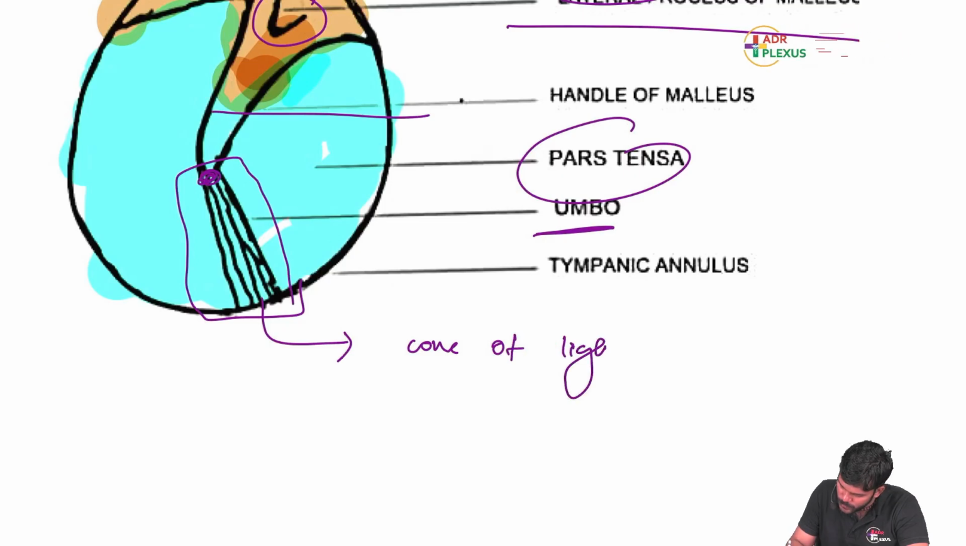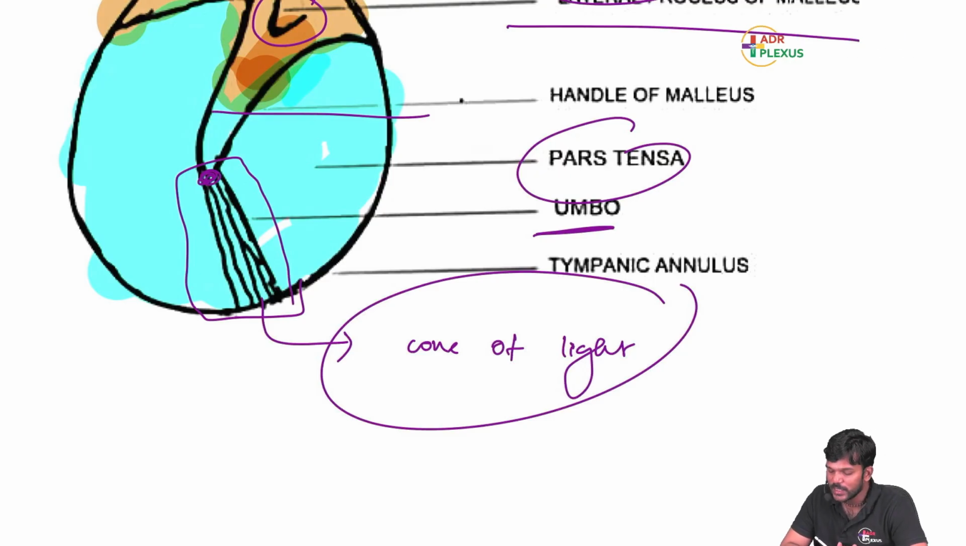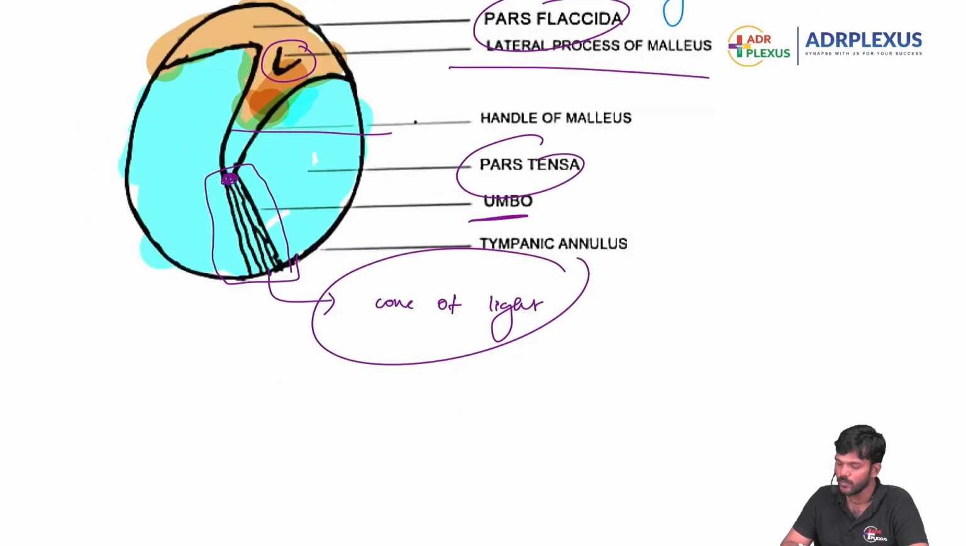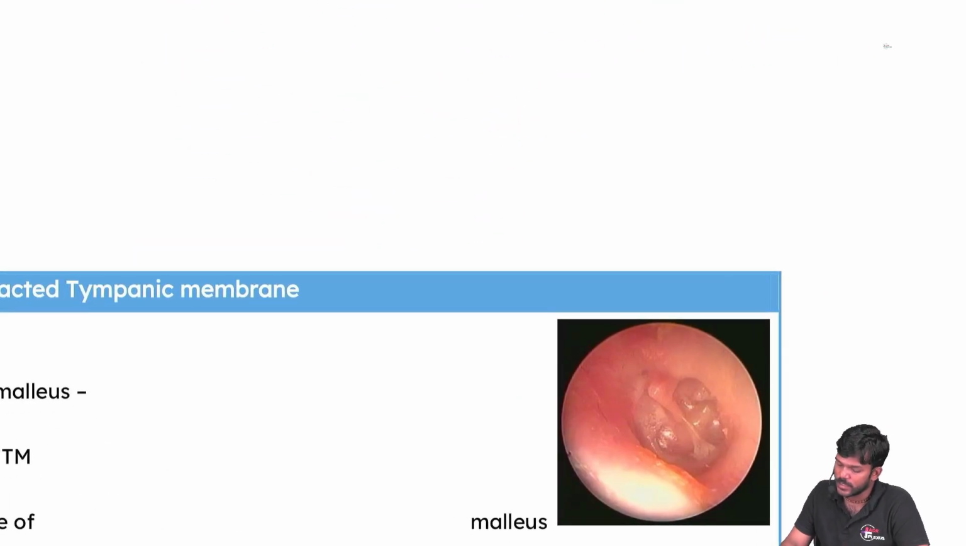cone of light. This cone of light is due to the projection of the umbo above the surface of the tympanic membrane. It is not flat like other structures. It is a little bit projected from the surface. That's why it diverts the light rays when we are projecting the light through the otoscope. A cone of light appearance. Okay. So this you call an ideal tympanic membrane.